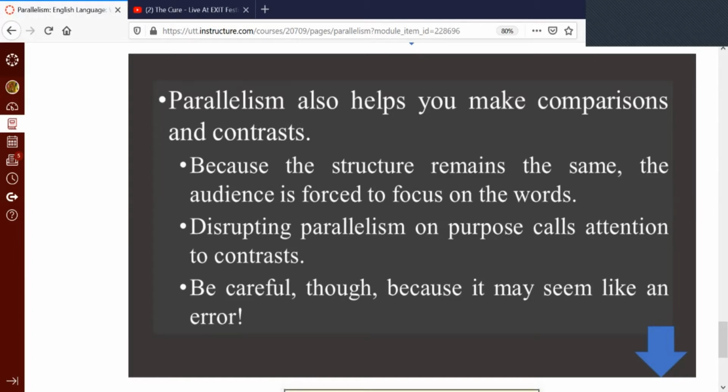Disrupting parallelism on purpose can call attention to a contrast, but if we don't do it well, or if we do it inappropriately, it comes across as an error. In particular, when we are making lists or we're writing out a series separated by commas and we don't use parallel structure, it reads as an error. It reads awkwardly. It feels clunky.